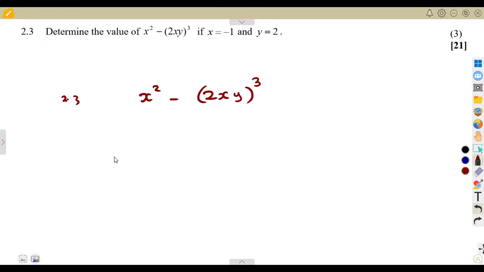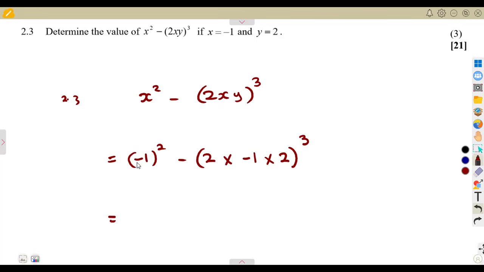All right. So what does it mean? You're just making a substitution. Where there's an x, you substitute minus 1. So that's minus 1 to the exponent of 2, minus 2 times our x, which is minus 1, times y, which is 2. So everything will be raised to the exponent of 3.